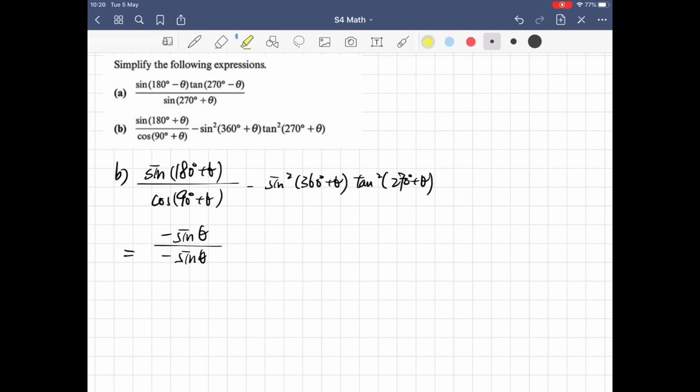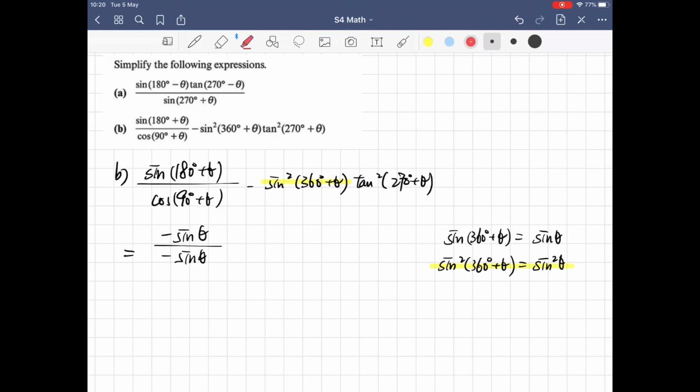Then let's take a look at sine square 360 degree plus theta. We will do it in this way. First, we will consider sine 360 degree plus theta, and the result will be sine theta. Afterwards, we will take the square on both sides, so that it will become sine square theta.